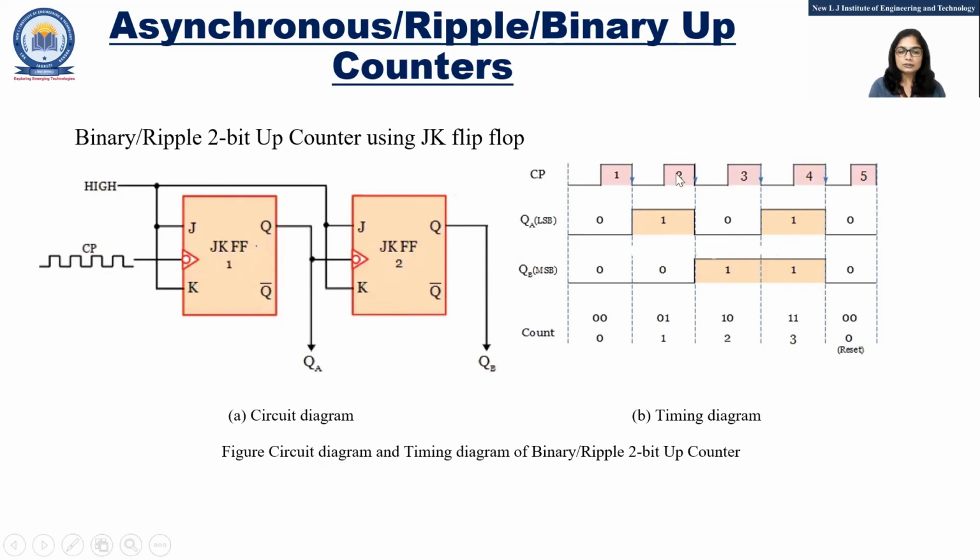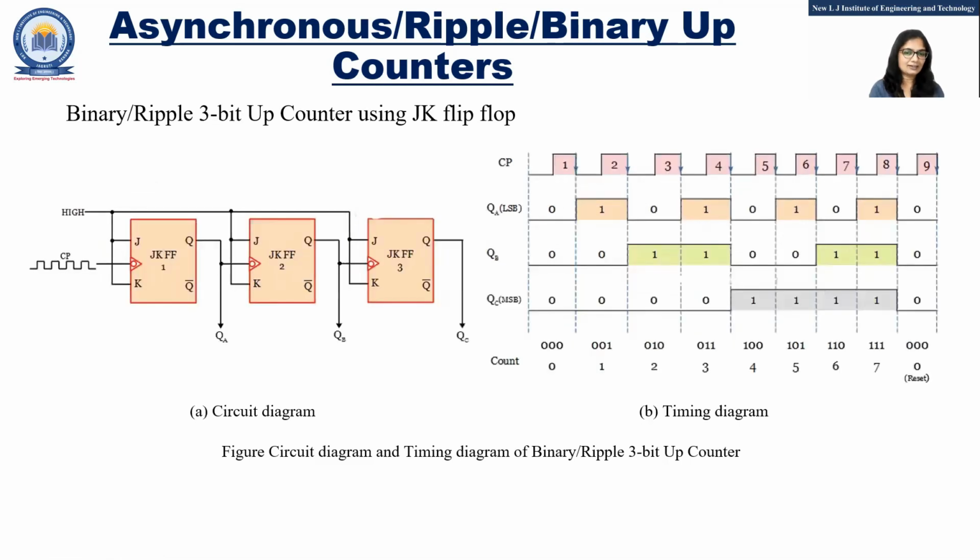Okay. So here at the first clock pulse, this is 0 0, then 1 0, then 0 1, and 1 1. So this is known as a timing diagram. This is very important to understand the function of this counter. Fine. Next, we will see the 3-bit up counter.